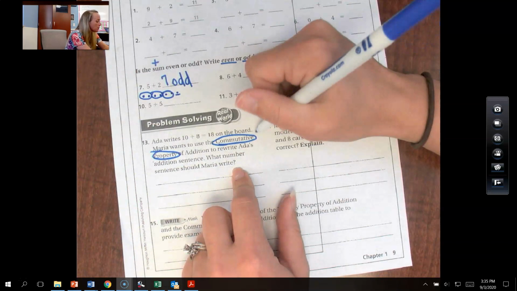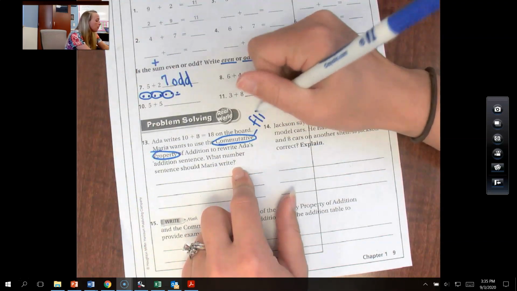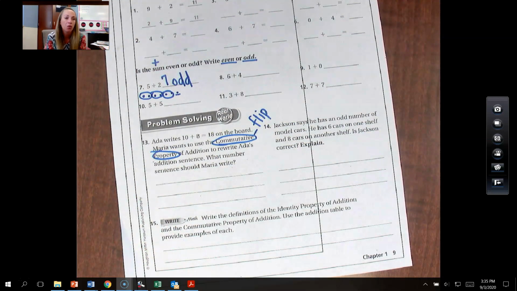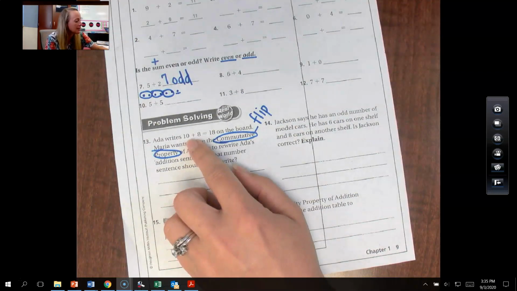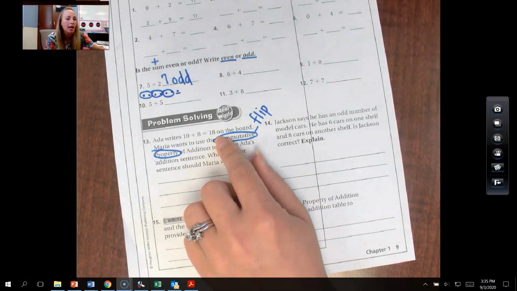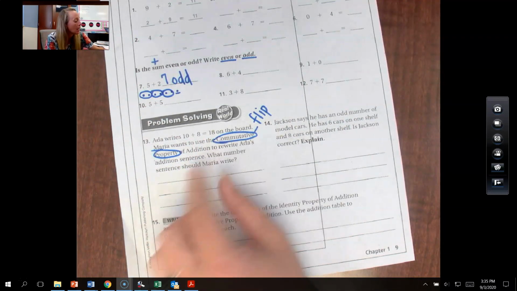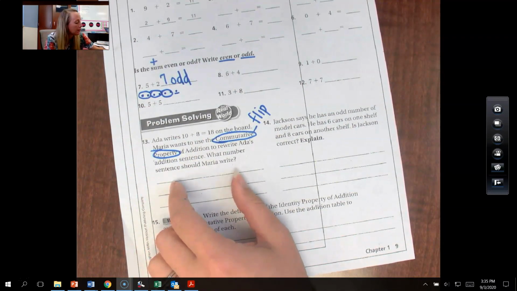Well, let's write some notes. We know that the commutative property means to flip-flop. You are to take 10 plus 8 is 18 and flip-flop it and put it on the line.